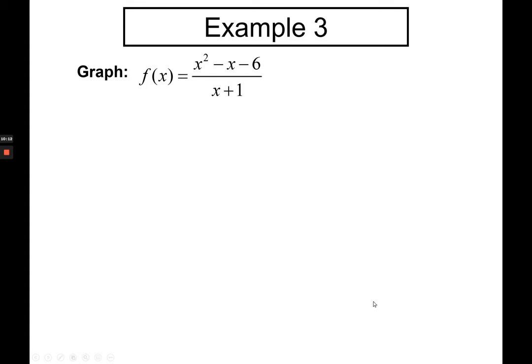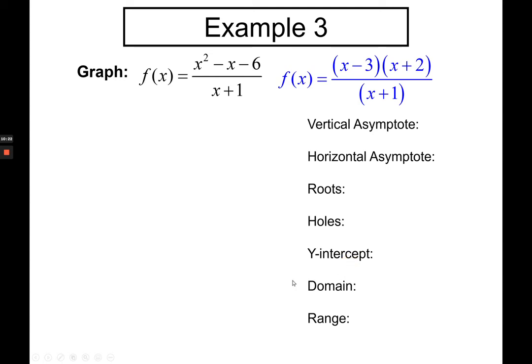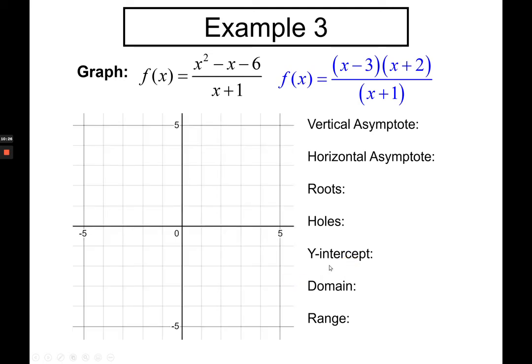If you're given a function x squared minus x minus 6 all over x plus 1, remember step 1, factor your given rational function. And then let's start identifying parts of the function. What is the vertical asymptote? Since we didn't have a cancelled factor, it is based on the denominator. You just equate it to 0. So you have x plus 1 is equal to 0. Therefore, your vertical asymptote is -1. And so it should appear here. There we go.